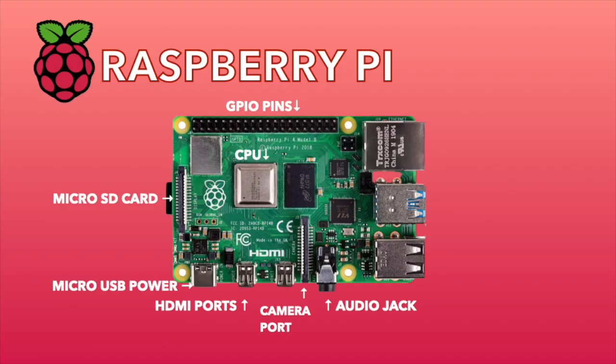The audio jack on the Raspberry Pi is a standard 3.5mm headphone socket, the same size as the one on most phones and laptops. You can plug in headphones, speakers, or any audio output device directly into this port and get sound from your Pi immediately without any additional hardware.